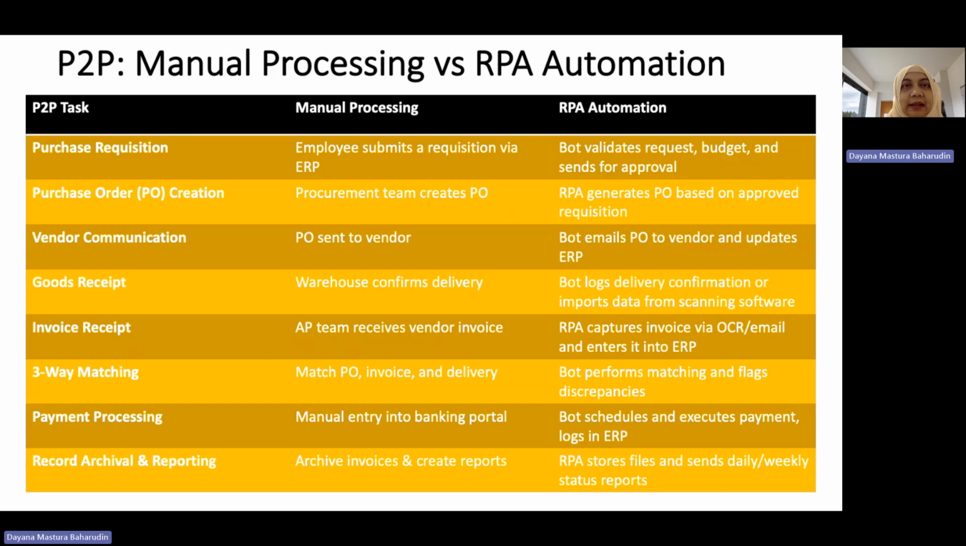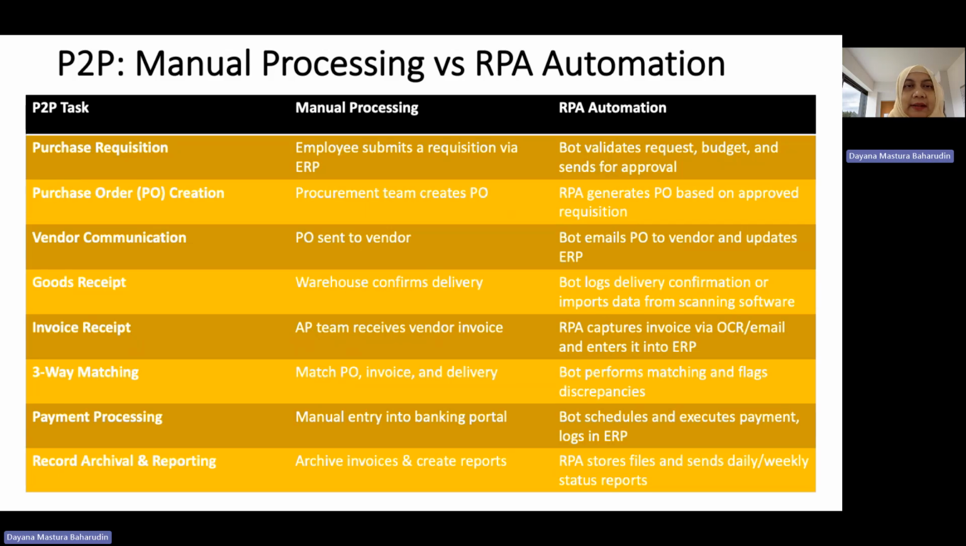For payment processing, the human performs manual entry into the banking portal. With RPA automation, the bot schedules and executes payments and logs them into the ERP. Finally, for record archival and reporting, humans archive invoices and create reports, while the bots store files and send daily or weekly status reports. So what we're trying to share here is that for manual processing, these are the things done by the human.